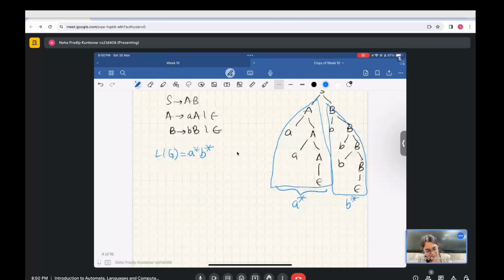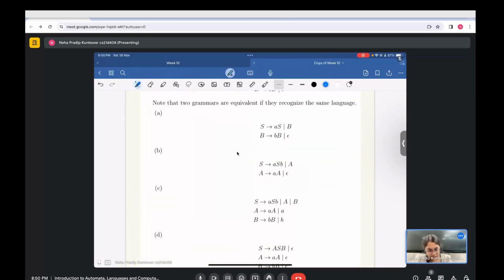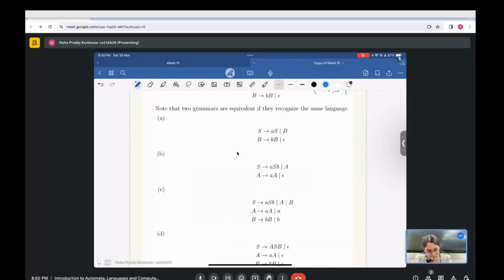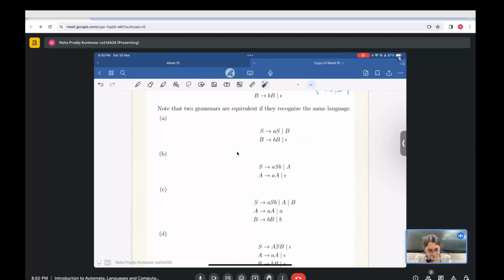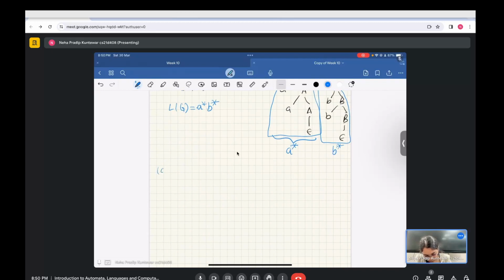Now let's look at each of these options. Let's take A, let's look at this grammar. You have S gives aS or B, and B gives bB or epsilon.